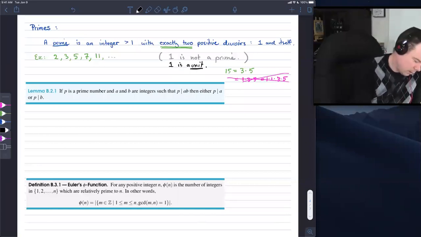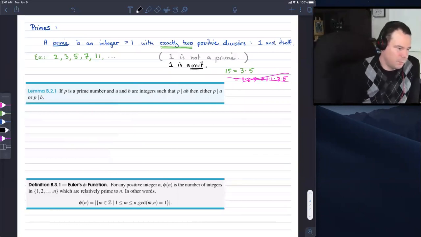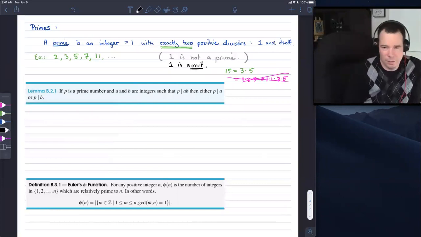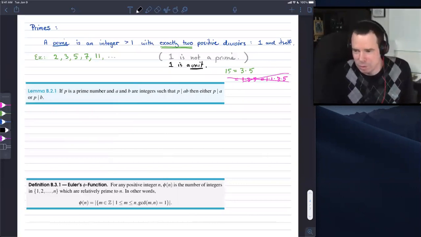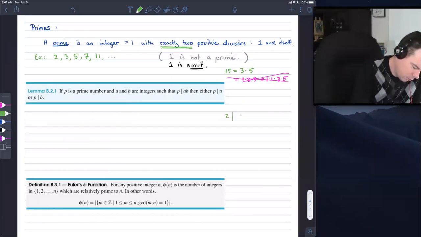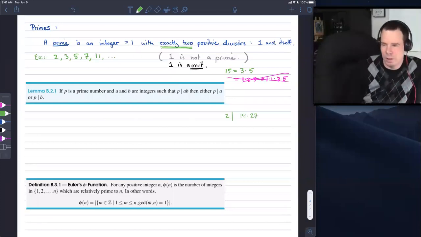Okay, so now with that in mind, let's prove a result about prime numbers. So what's our result? If P is a prime number and A and B are integers such that P divides the product, then it has to divide one of those two numbers, A or B. You know, this might seem reasonable. It says that 2 divides 14 times 27. Whatever their product is, I know it divides their product. Why? Because it divides one of the factors. It divides 14.